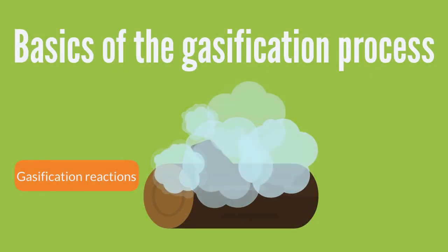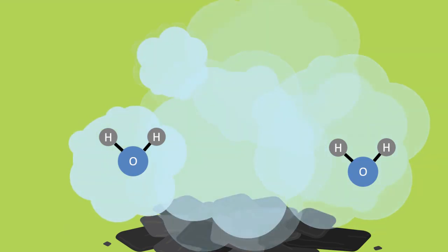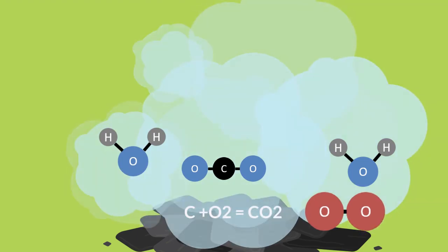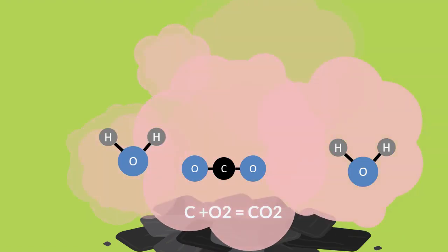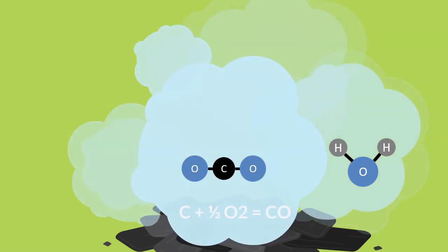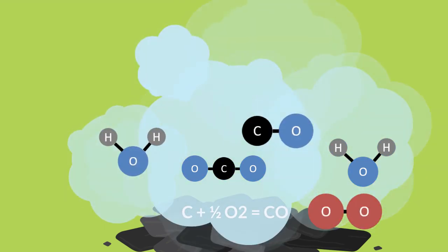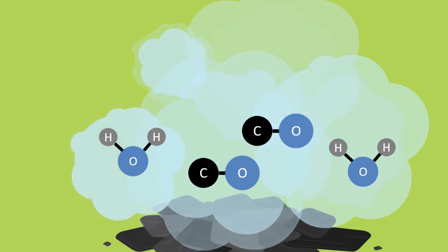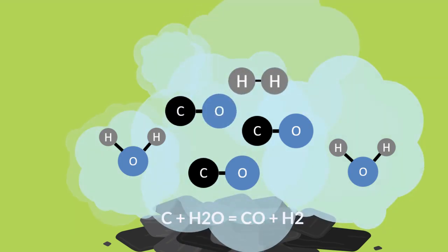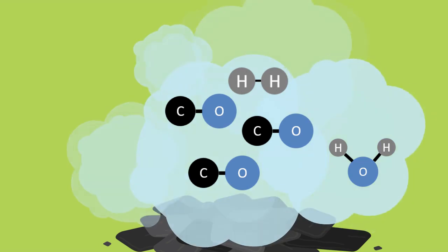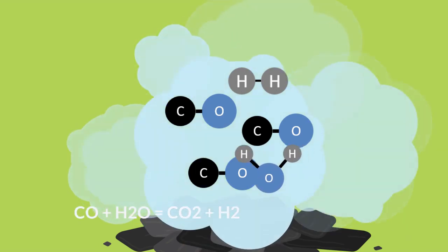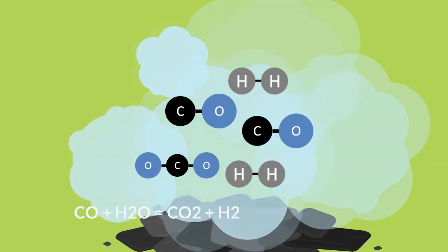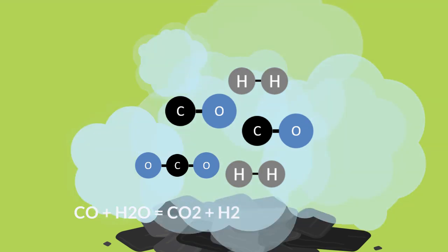Gasification reactions. After the wood pyrolysis, there are gases, a solid char and water. The complete oxidation of carbon gives carbon dioxide. This provides the heat needed for keeping a high temperature in the gasifier. Carbon monoxide can be formed from the incomplete oxidation of carbon. The reaction of carbon with carbon dioxide gives more carbon monoxide. The reaction of carbon with water gives more carbon monoxide and hydrogen. The shift reaction is the reaction of carbon monoxide with water. This gives carbon dioxide plus hydrogen. Therefore, the presence of water influences strongly the formation of hydrogen.